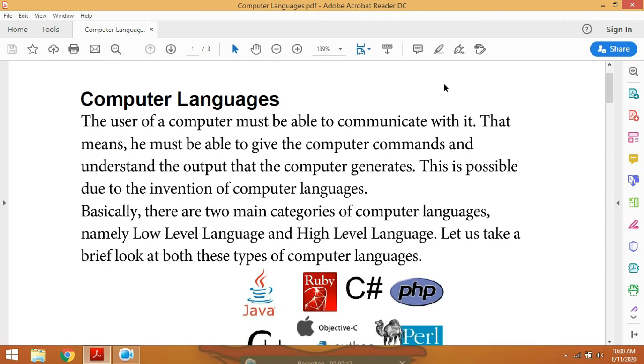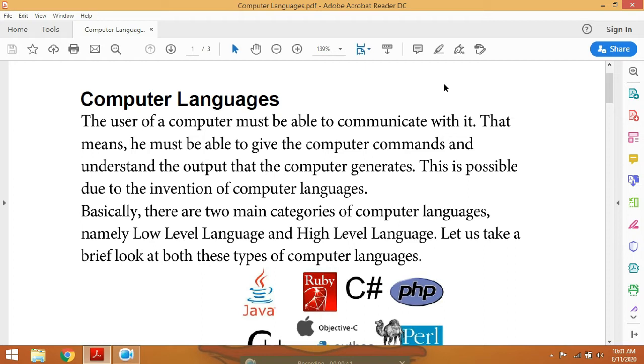Hello dear students. Today we are going to start with our first chapter, that is programming languages, mostly called computer languages, because computer languages are used to give instructions to the computer so that it can understand what instructions and what kind of action we want to perform from the computer.